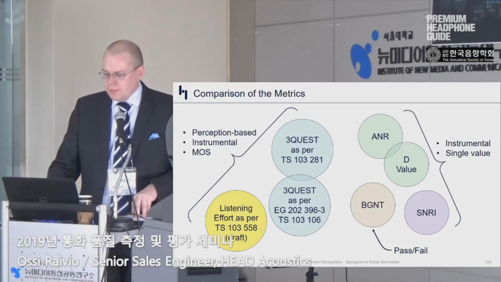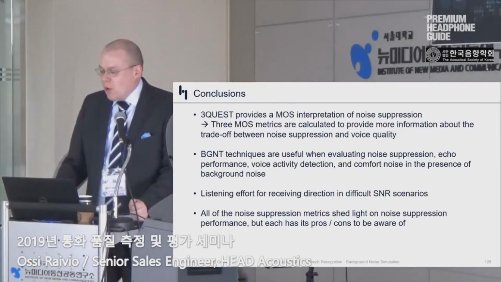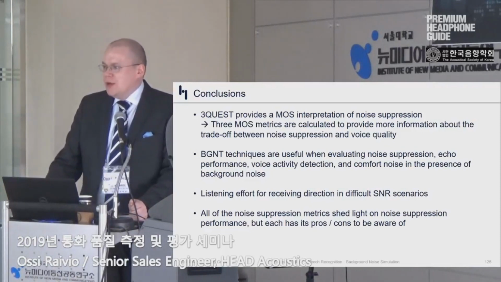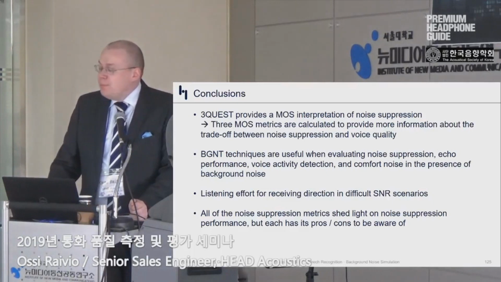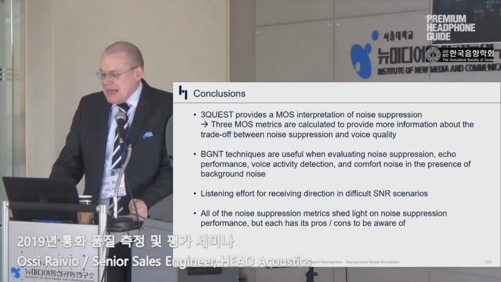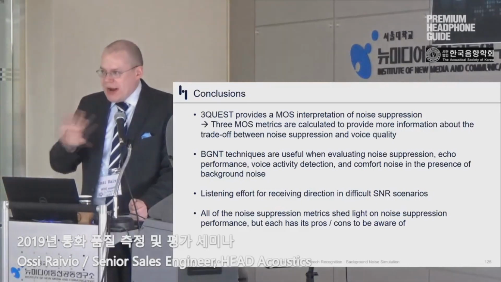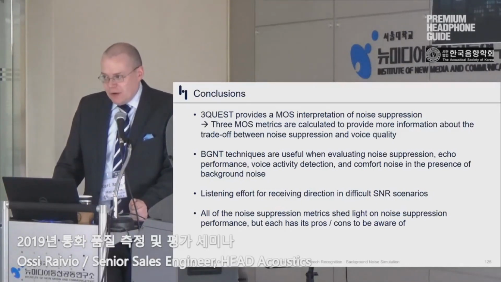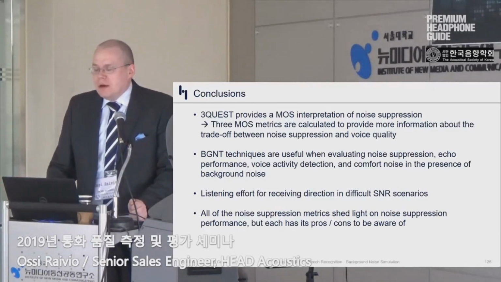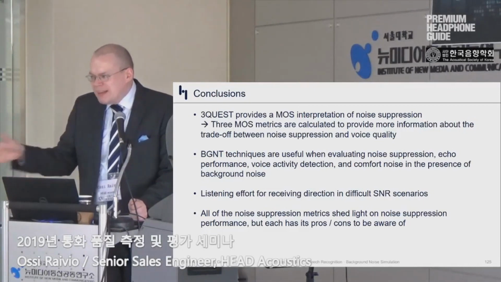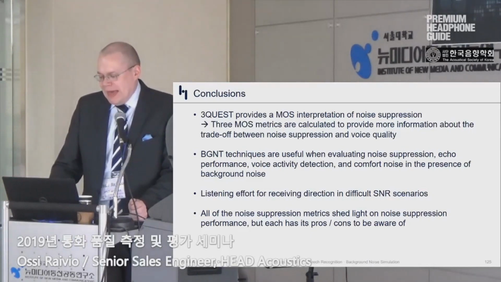So to summarize them, 3Quest gives you an MOS interpretation of the noise suppression. So you have the SMOS, NMOS, and GMOS. The BGNT techniques are useful, especially when you are checking the cooperation between echo canceller and noise canceller. That's where the BGNT techniques are really useful. They're a bit difficult to interpret, but they have their own field of application.